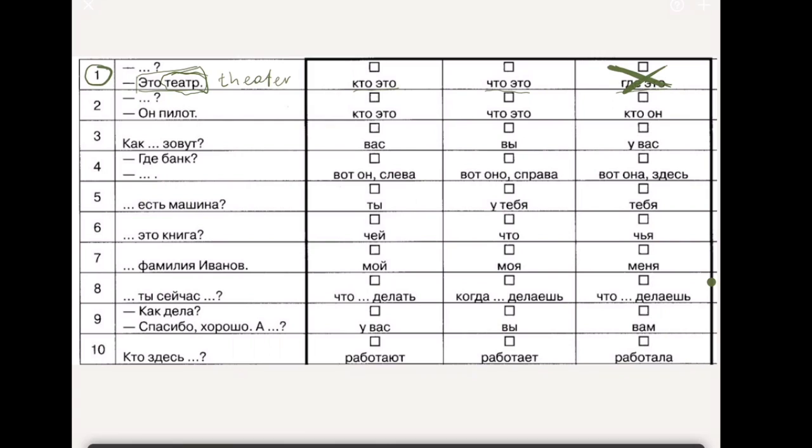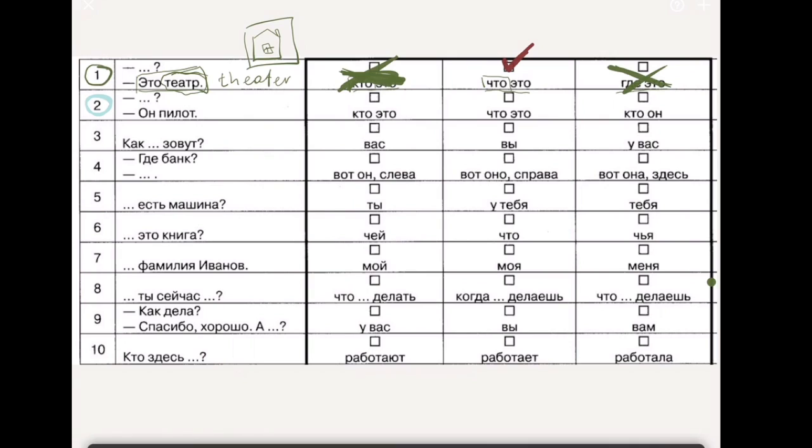So now we need to understand whether it's кто or что, who or what. And obviously theater is just some house. It's an inanimate object, just a building. So, of course, it can't be who. Boom, incorrect. So, number 2 is correct. Что это? Это театр. Perfect. Let's move to number 2 now.